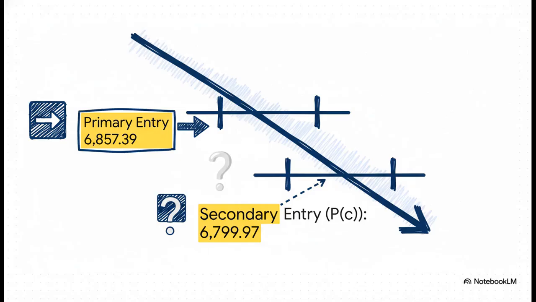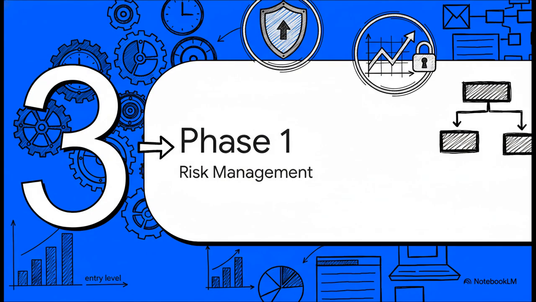So phase one actually lays out two possible entry points. The main one, the primary entry, M, is at 6,857.39. But there's also a secondary entry, which is labeled P of C, down at 6,799.97. The documentation is really clear that the second entry is totally optional, and the market might not even get there. All right, so we've got our entry points.